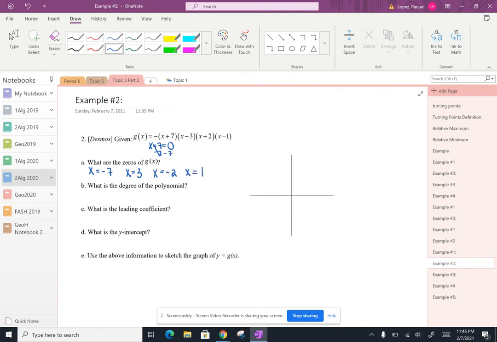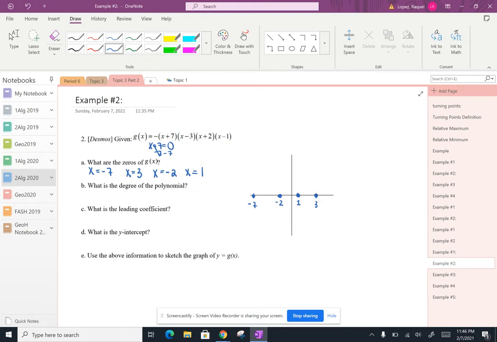So I'm going to go ahead and just place those somewhere on my graph so that I've got a working sketch. So here's x equals 1. I've got another one at 3. I've got one at x equals -2, and I've got another one at x equals -7. So I'm going to put those points on my sketch.